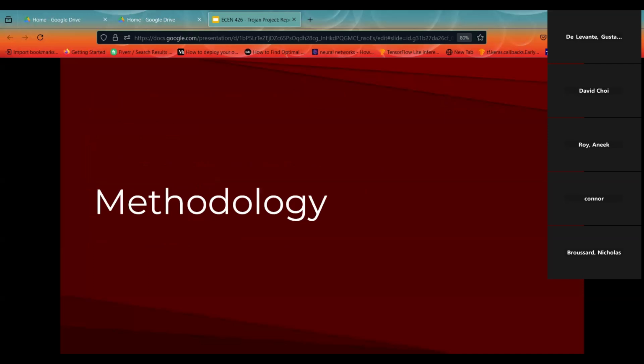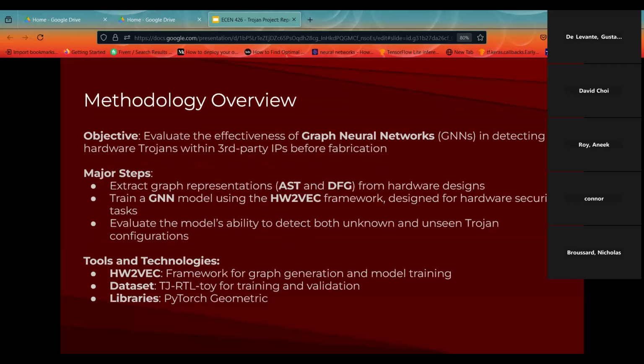And here's the methodology we used for our project. This slide outlines the methodology we used to evaluate the effectiveness of graph neural networks, or GNNs, in detecting hardware Trojans within third-party IPs. The focus is on identifying these malicious modifications before fabrication, which is critical for ensuring security and functionality. Our main objective is to leverage GNNs as a scalable and efficient solution to detect Trojans, especially in scenarios where traditional detection methods fall short.